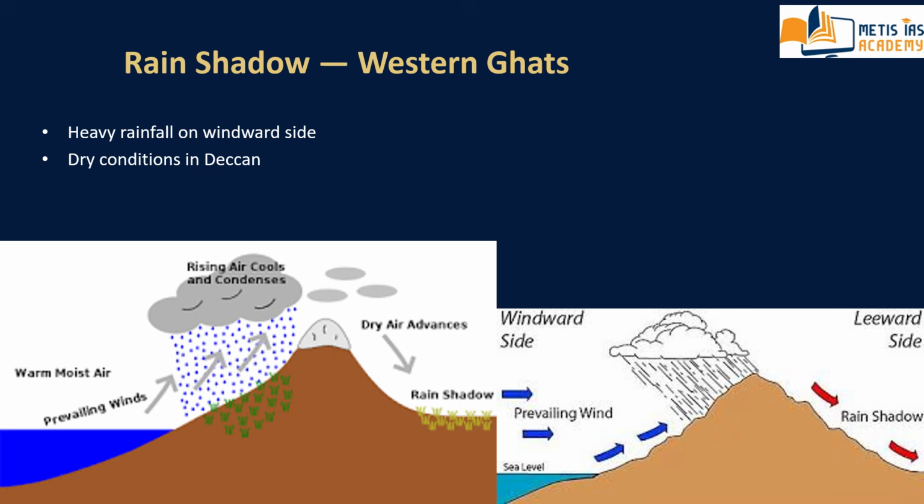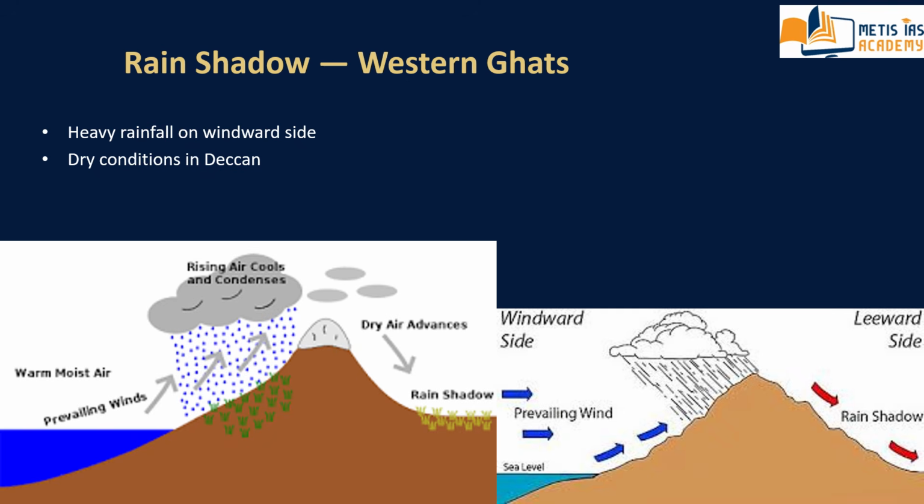So the monsoon is fundamentally a wind system, not just rainfall. During summer, winds blow from sea to land carrying moisture. During winter, winds reverse. UPSC expects us to understand such processes conceptually.